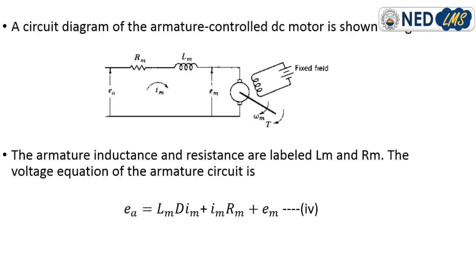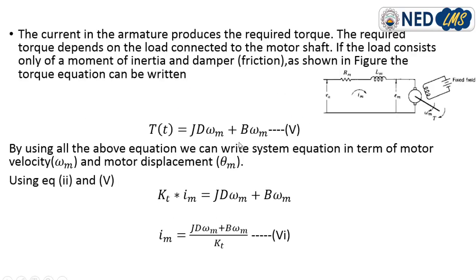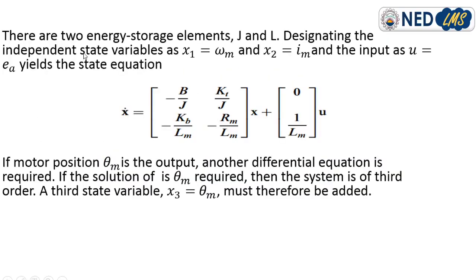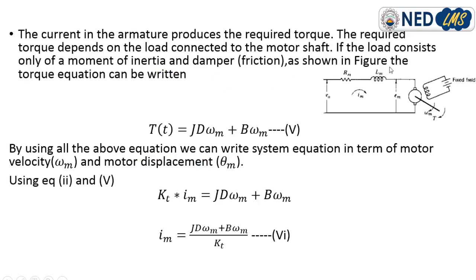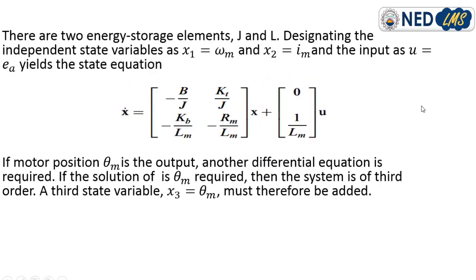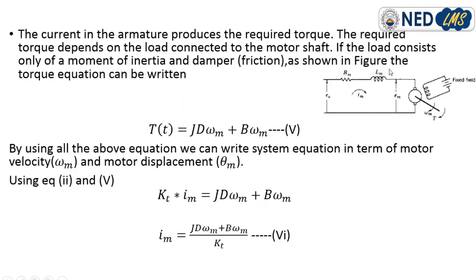Similarly, we can use these equations to evaluate the state space representation, as we have two energy storing elements here. One is the inductance of the armature. The second is the moment of inertia at this shaft. We will model two state variables here. X1 is omega m, which is the velocity of the shaft; by virtue of the moment of inertia, it stores energy. Similarly, x2 is the armature current; by virtue of the inductor in the armature, it stores energy.